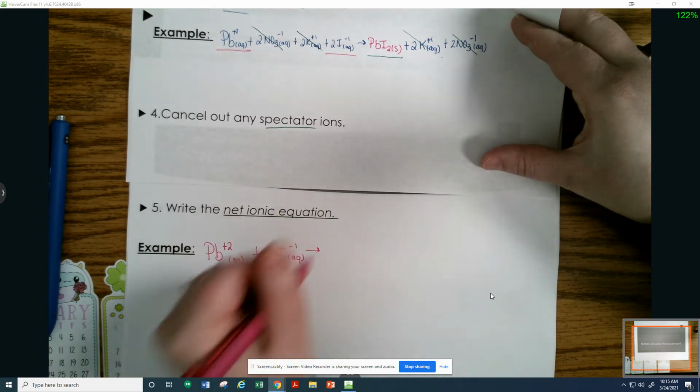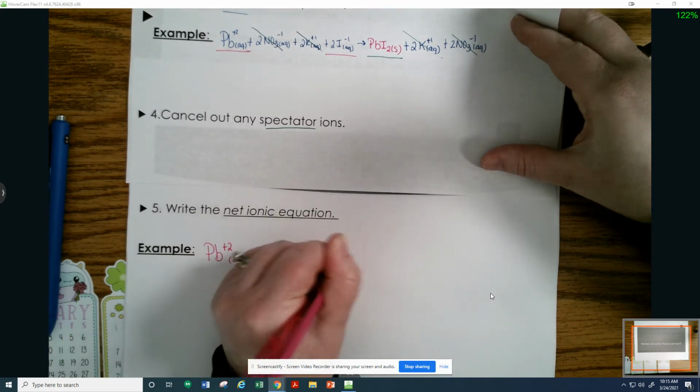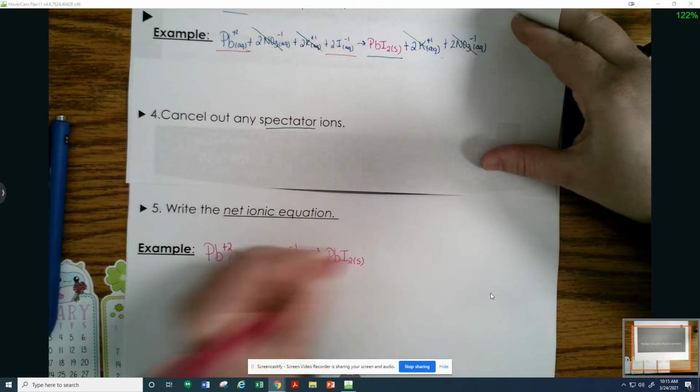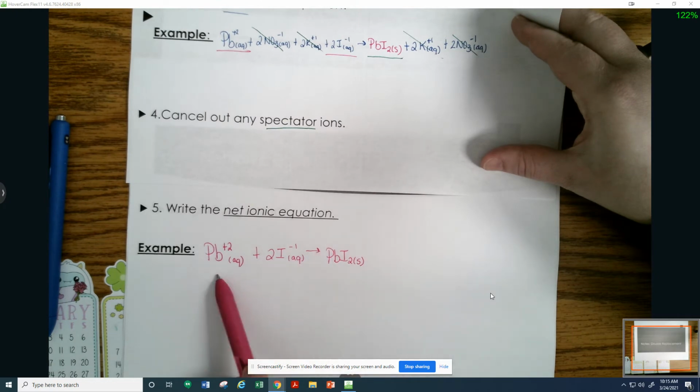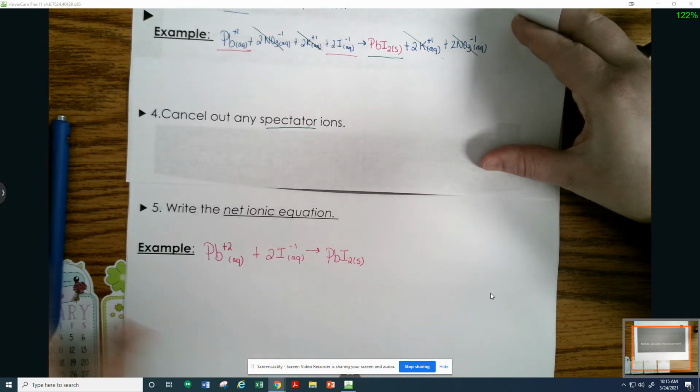It resulted in the formation of PbI2(s). The one thing you get when you get to your net ionic equation is it's already balanced out by all the work that you've done ahead, and this is a net ionic equation.